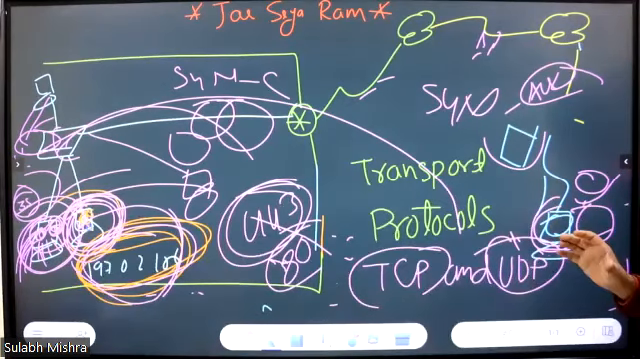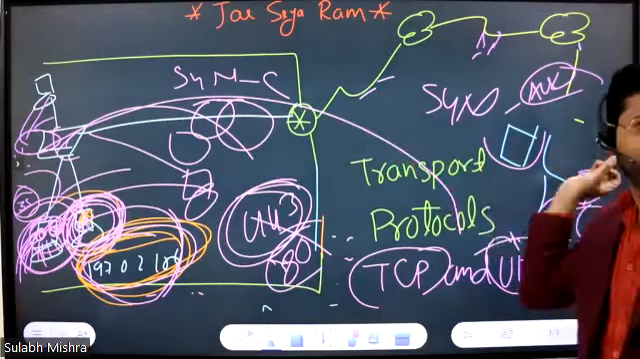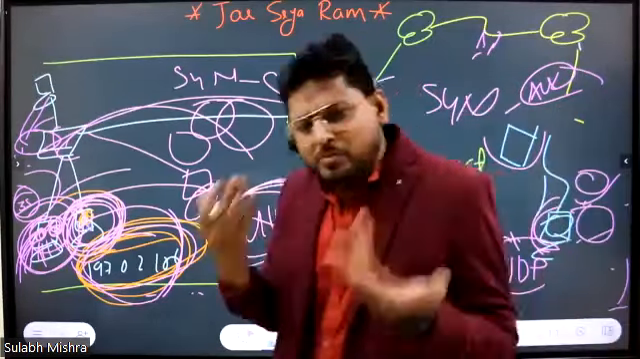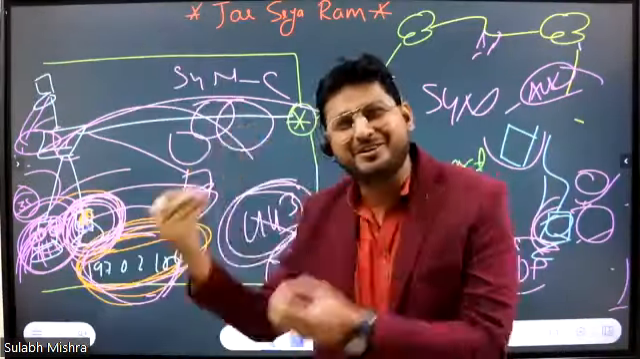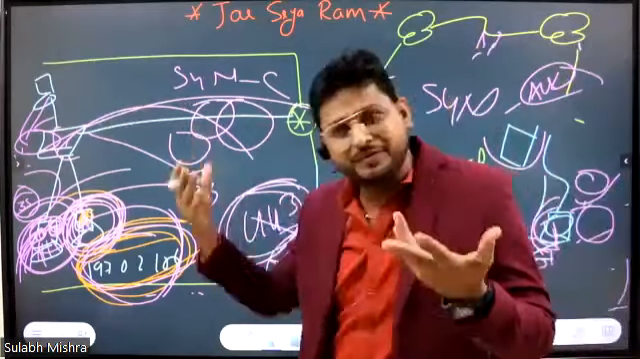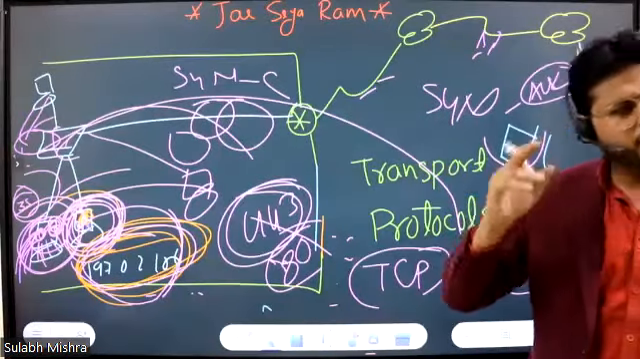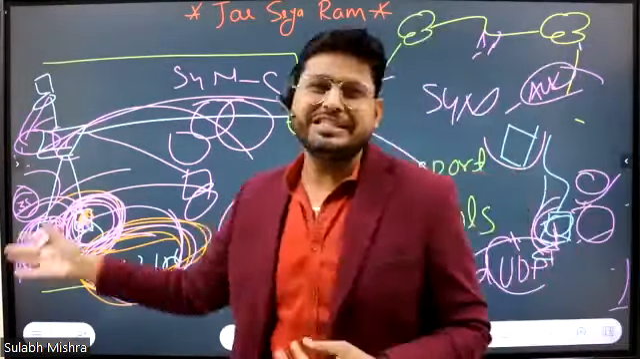Because once you transfer the data, it will break it down into packets. One packet is sent, then second, third, fourth, fifth, sixth, seventh, and it does not bother whether the destination is listening or not listening. The source will not even have information on whether the destination has received the information or not. Its responsibility is only to send the packet. It does not bother about whether the destination is receiving or not.